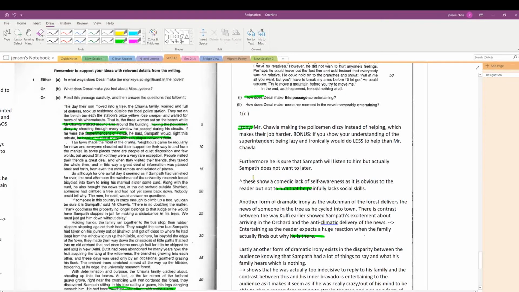Okay, moving on. The next point. I'll link this to entertaining by talking about how it shows a lack of self-awareness in Mr. Chawla, as he lacks the social skills to be aware of what the superintendent would do, as well as understanding his son Sampath and how he would react.